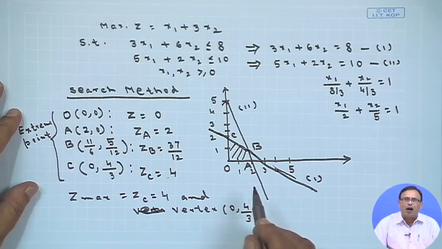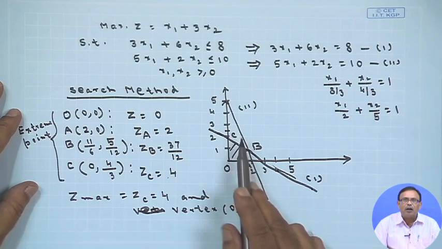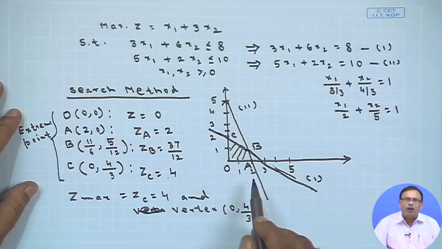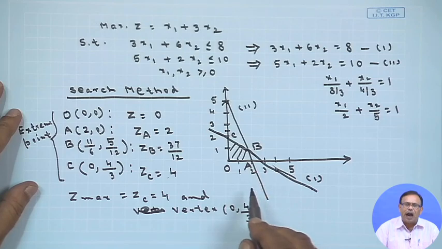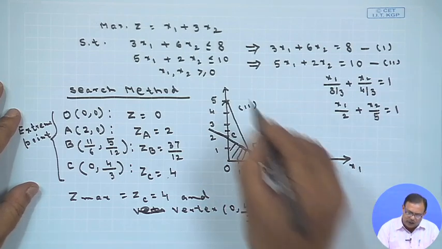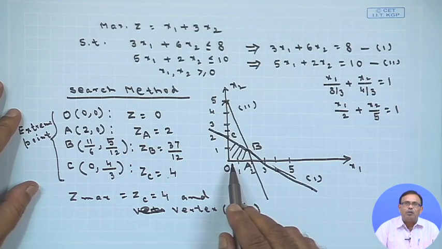The first step is to convert the inequality into equation type. Then for each equation draw a line on the x1 x2 axis, just as we have drawn line 1 and line 2. Once you have drawn the lines, you find out the feasible region. The feasible region is the intersection of the equation lines and the x1 axis. This is your x1 axis here, this is your x2 axis here, and then find out the extreme points, that is the intersection of these 4 lines.